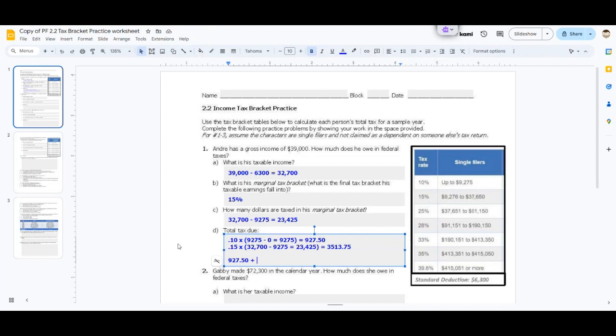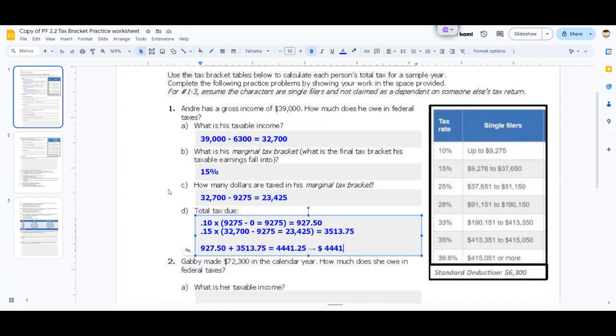So 927.50 plus 3,513.75 is 4,441.25. And then when we're calculating total federal or state tax due, we round to the nearest dollar. So that would be 4,441. Okay. That's it.